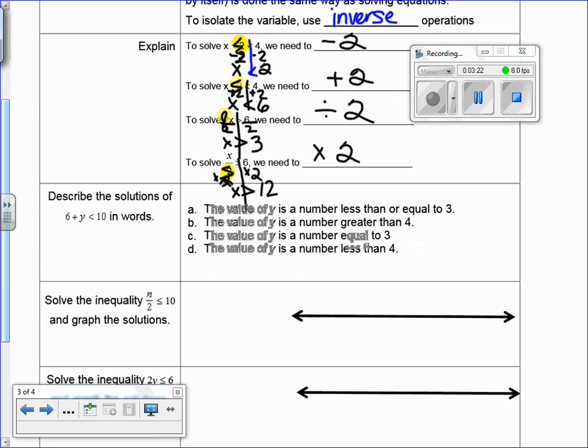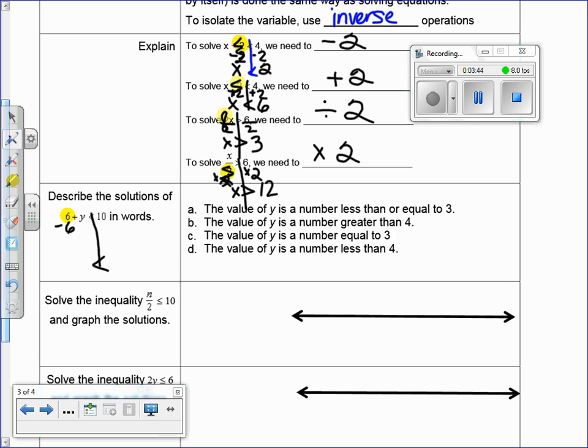So to describe the solution of 6 plus y less than 10, first of all, we need to solve this. I'm going to highlight that 6, and then draw my line and bring down my less than symbol. Because that's a positive 6, I need to subtract 6 from both sides. And I end up with y less than 4.